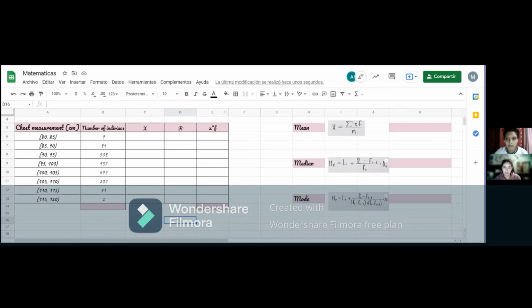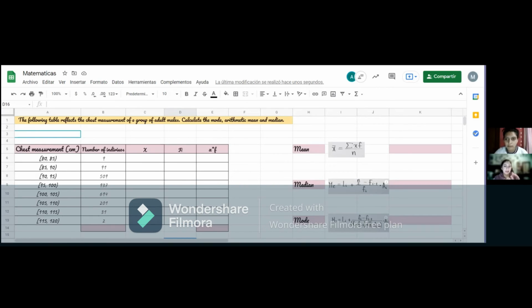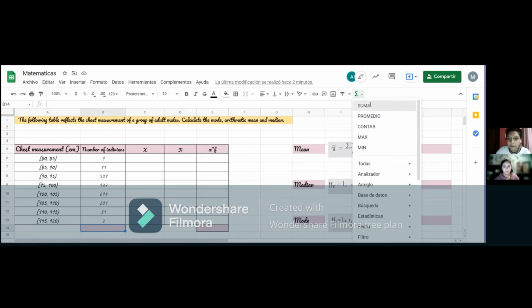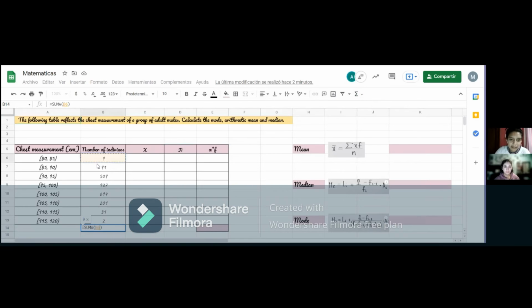We have 6 intervals with an amplitude of 5 centimeters between each one, from 80 centimeters to 120 centimeters. We add a class mark to obtain the total that will serve us later. To do this, we must put the mouse in the box that we want the answer in, go to functions and select the sum. We select all data and we have the answer.